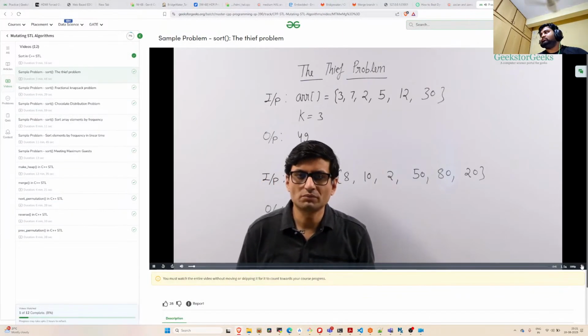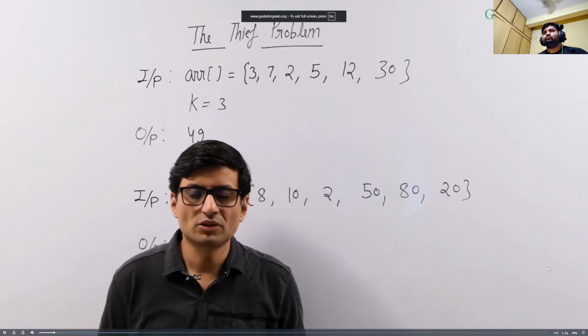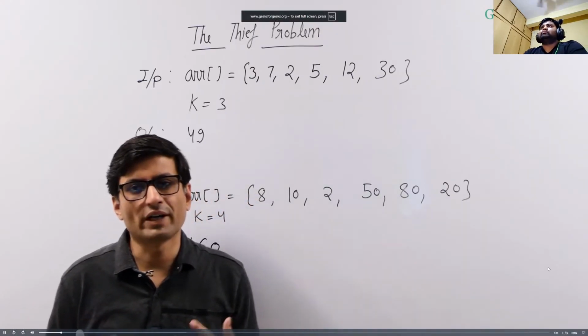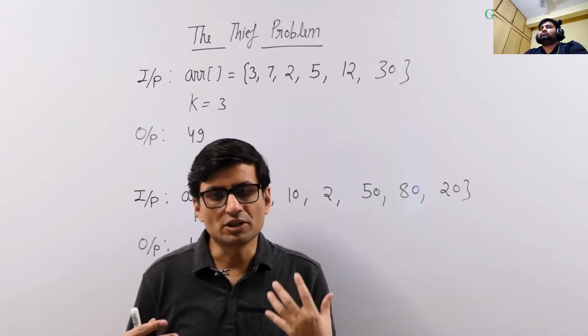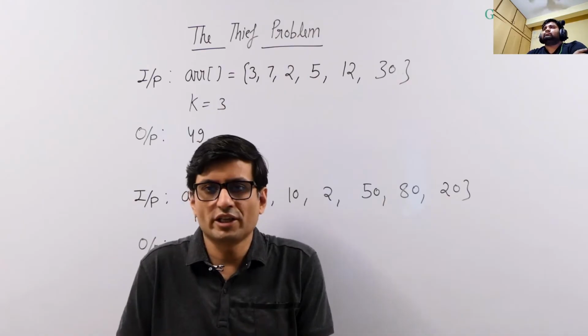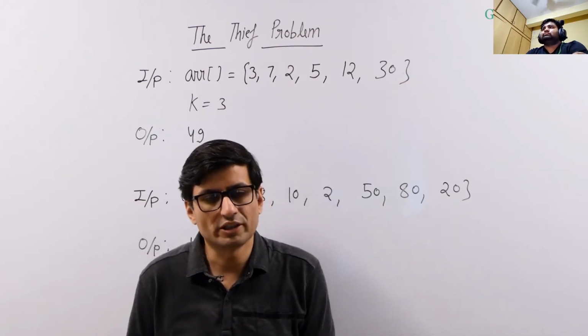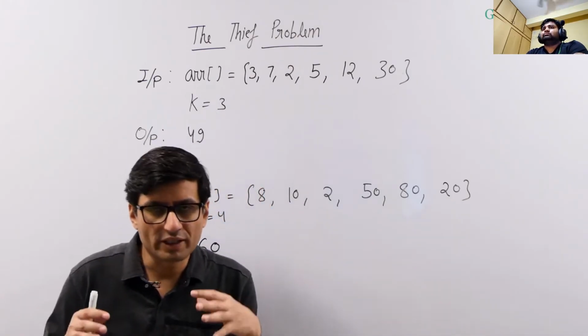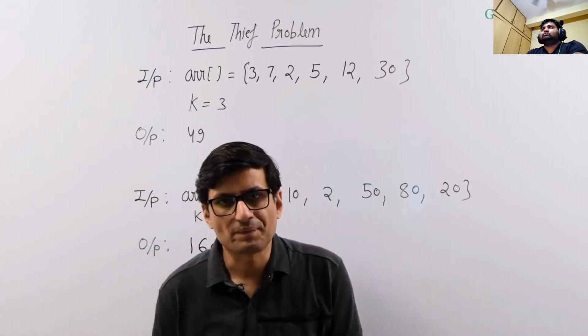Let us talk about this problem. We are given an array of items where every element of this array represents the value of that item. And consider a thief who sees all these items with different values, and this thief can pick only k items, right? He's not allowed to pick more than k items. So the thief is allowed to pick k items and he wants to collect maximum value.